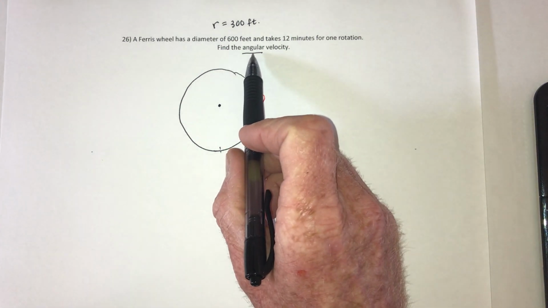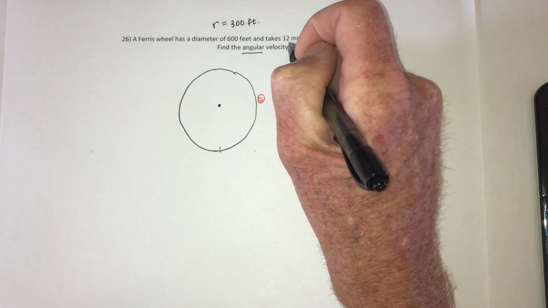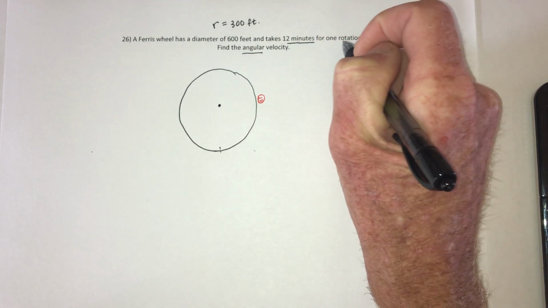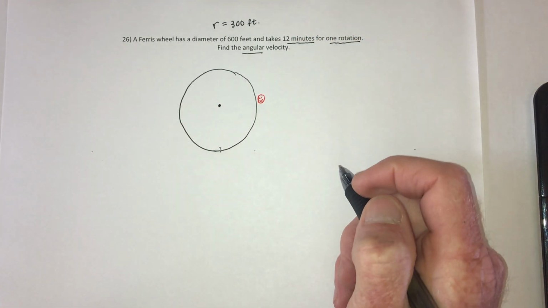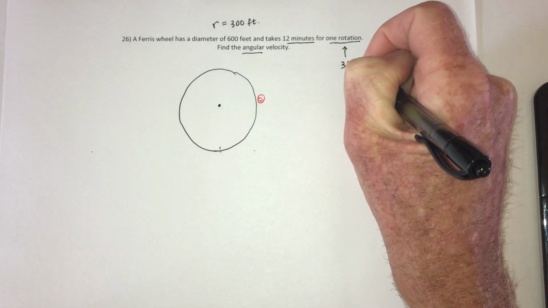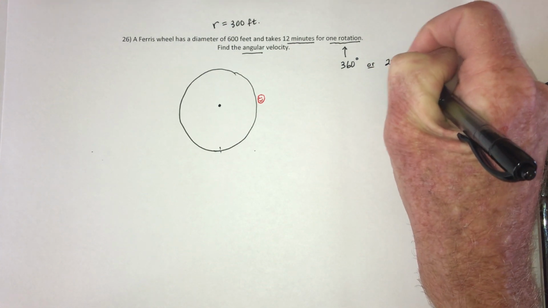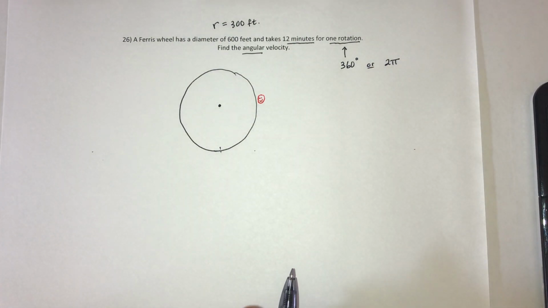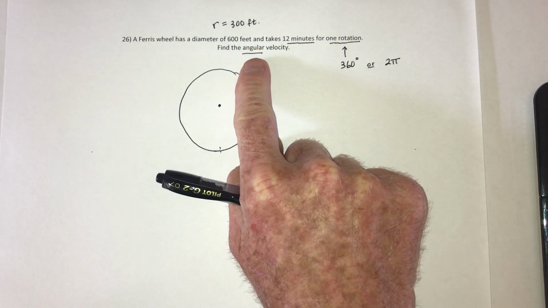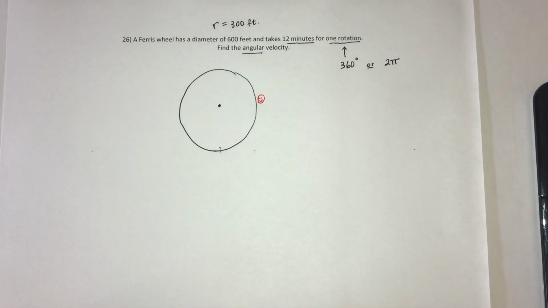Okay, but anyway, back to the angular velocity. Basically, we just need to know what's the time and what's the angle for one rotation. So for one rotation, that would be 360 degrees, or if you're using radians, that would be 2 pi. In this problem, I did not say which you're supposed to use, degrees or radians, so for extra fun, I'm going to do each one.